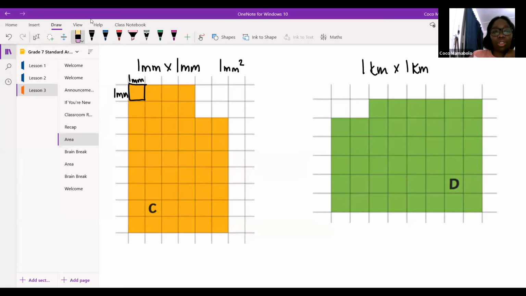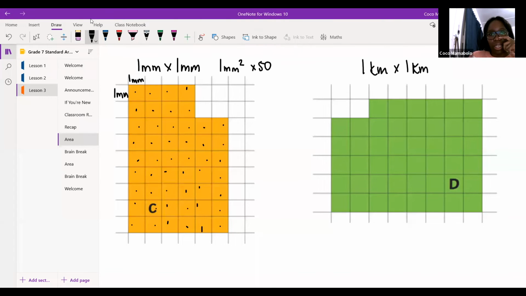Excellent. I'm going to start counting because I didn't count before. 1, 2, 3, 4, 5, 6, 7, 8, 9, 10, 11, 12, 13, 14, 19, 20, 21, 22, 23, 24, 25, 26, 27, 45, 46, 47, 48, 49, 50. So 1 millimeter squared times 50. Therefore, my area will be 50 millimeters squared. And then on this side, because it's kilometers, that means each square is a kilometer by a kilometer. How many of them do I have? Let's count.